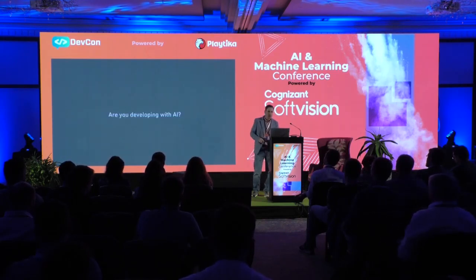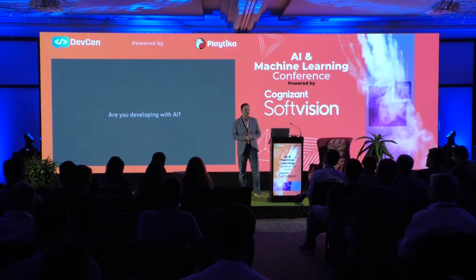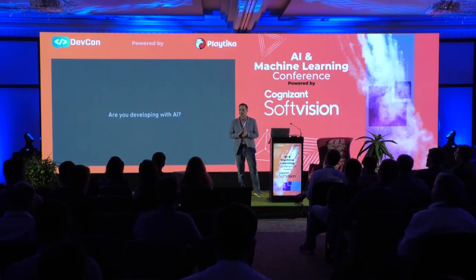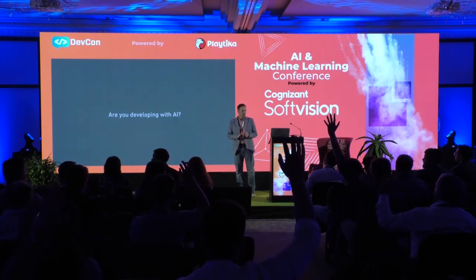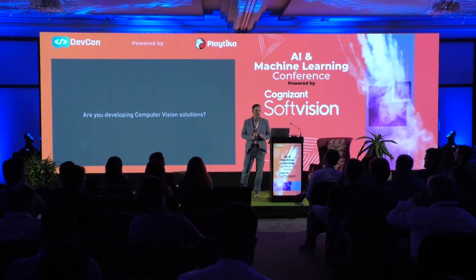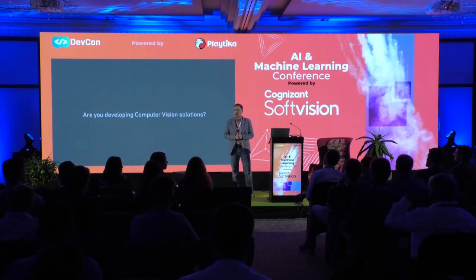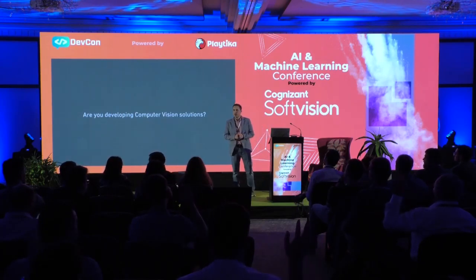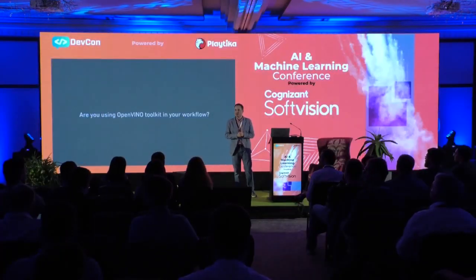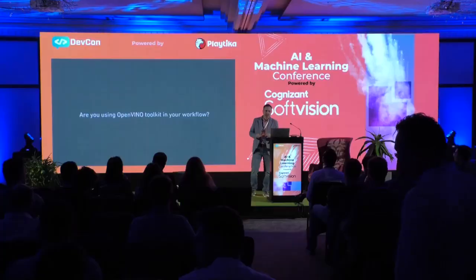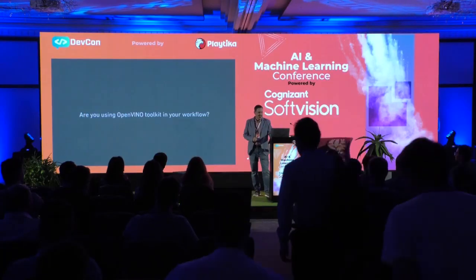All right, so just to get to know you better, how many in the room are actually developing with AI right now? So there's a few in the room. And how many of you are doing computer vision specifically? Okay. And from this subset, how many of you have worked with OpenVINO? All right, so we have some OpenVINOers in the room. But the rest of you will become OpenVINOers in the next 30 minutes, I guess.